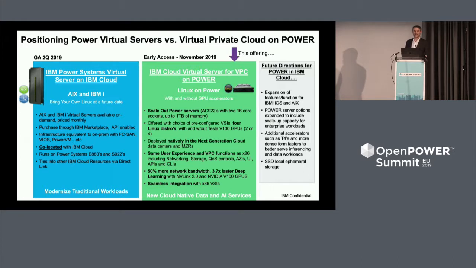So this is natively in the IBM Cloud. We have AC922s with 2 16-core sockets and up to 1 terabyte of memory in each one. And we've got 4 Linux distros; I think another one is on the way. This is deployed natively in the same data centers as our x86 hardware, sharing the control plane, the networking, the fabric. And that term there, MZR, is multi-zone region.